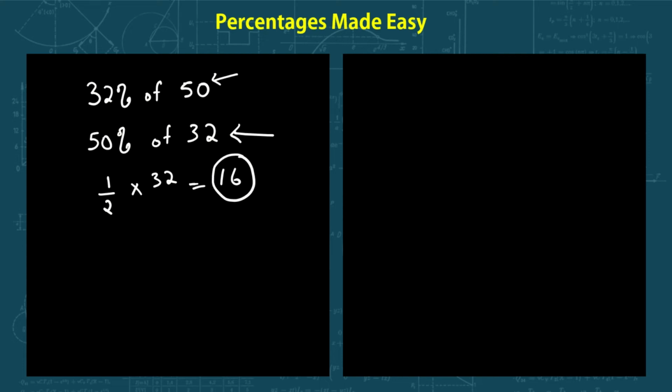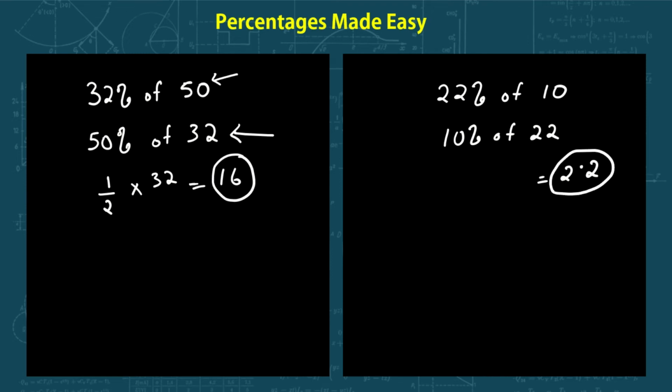Okay, and now it's your turn. Find 22% of 10. Pause the video, solve it, and come back. We'll do it together. All right, so let's reverse it. We get 10% of 22, which is simple, which is 2.2. That was your answer.